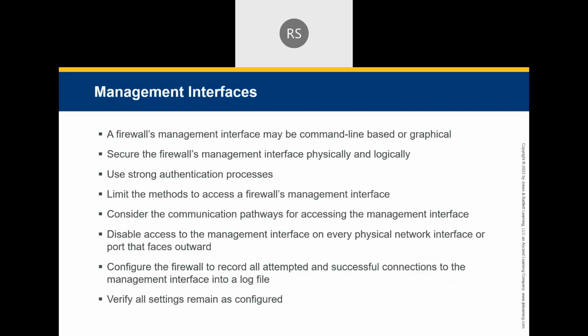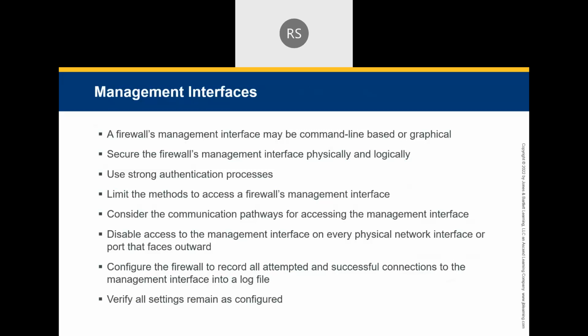You also want to disable access on outward facing ports. So you disable the access to the management interface on every physical network interface or port that faces outward. That reduces your attack surface. When you're doing this, you also want to implement network segmentation. So you want to isolate that management interface from the external networks.